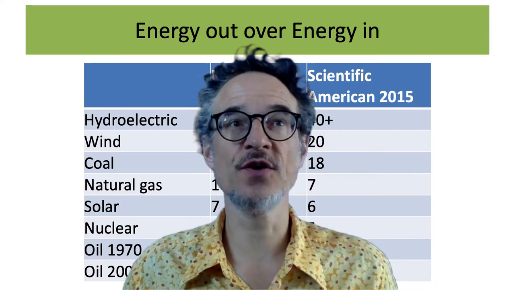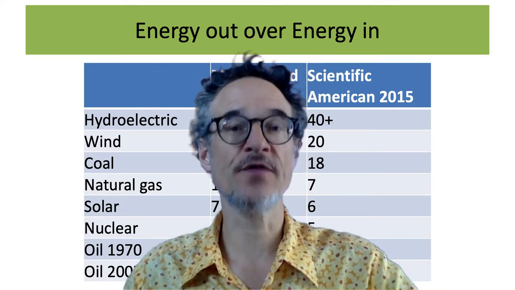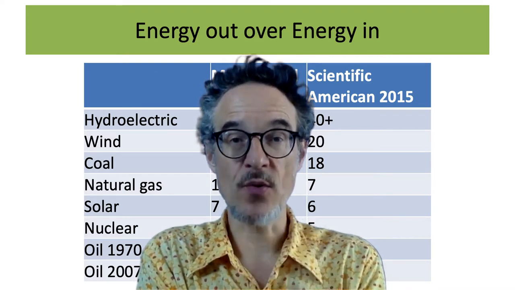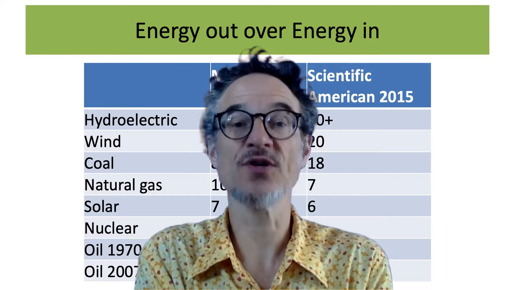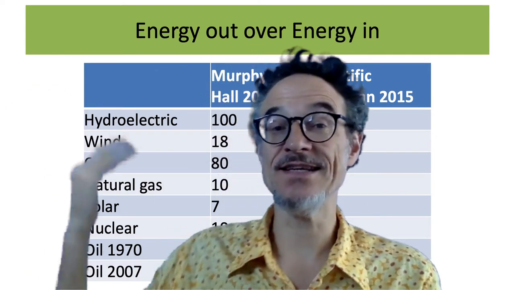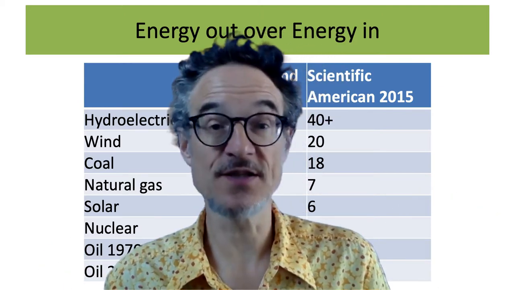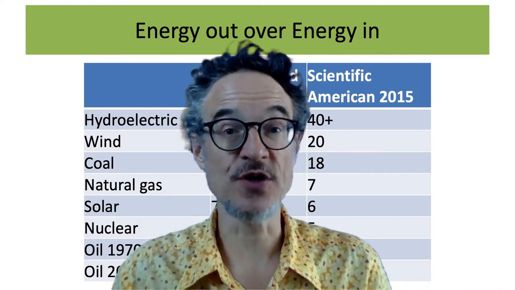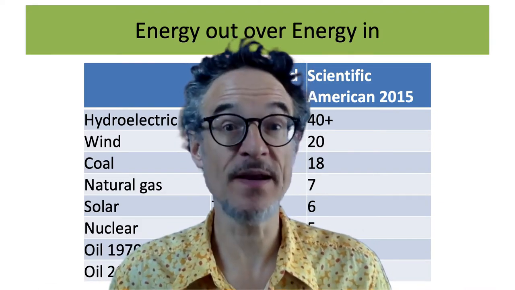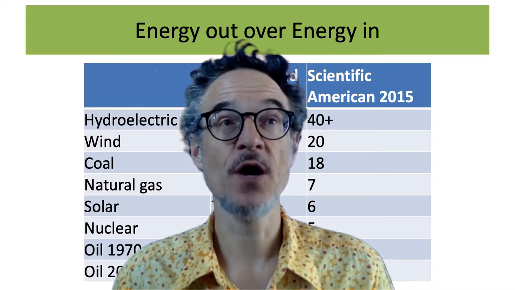So according to Murphy and Hall, you just need to put 1 kilowatt hour of energy into your coal-powered power station, and for that 1 kilowatt hour of energy put in, you get 80 kilowatt hours coming out. Whereas the Scientific American study was looking at the data in different ways, and they reckon it's 18. So there's a very big difference, four times difference, between these two figures.